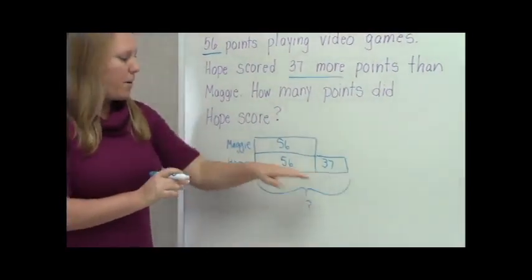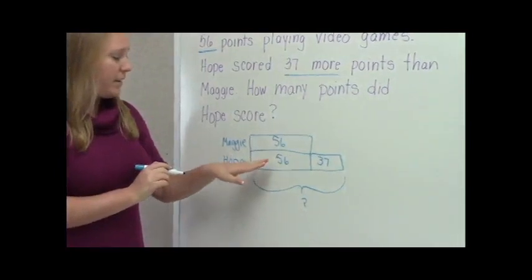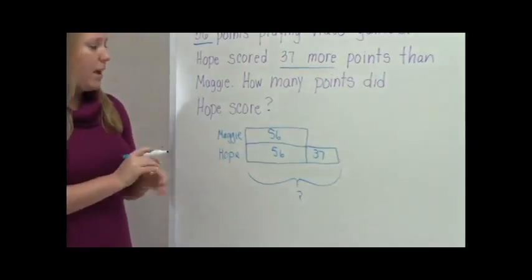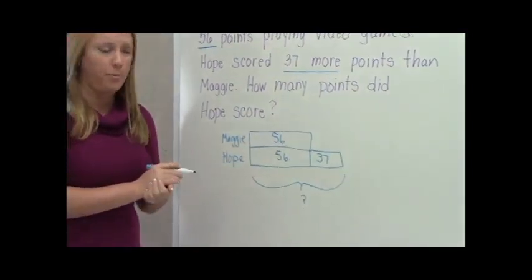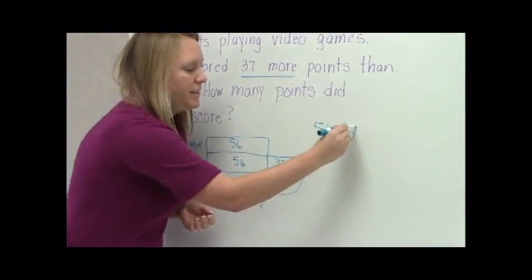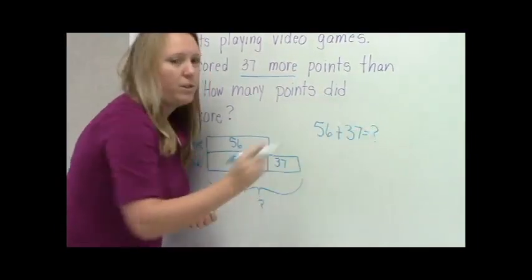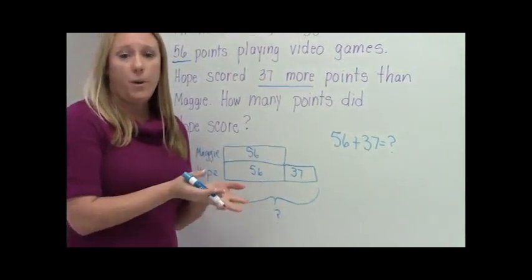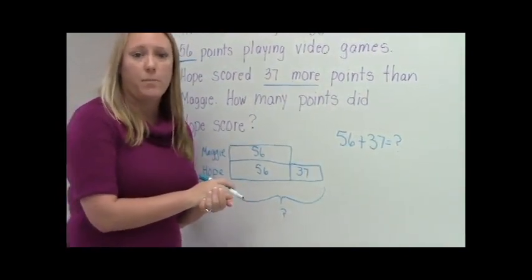I can take a look at my bar model and see that if I combine Maggie's 56 and the how many more, I can get the total amount for Hope. So I'm going to write 56 plus 37 equals what we're trying to find. Your child may solve this in different ways. I'm going to use the expanded form method.